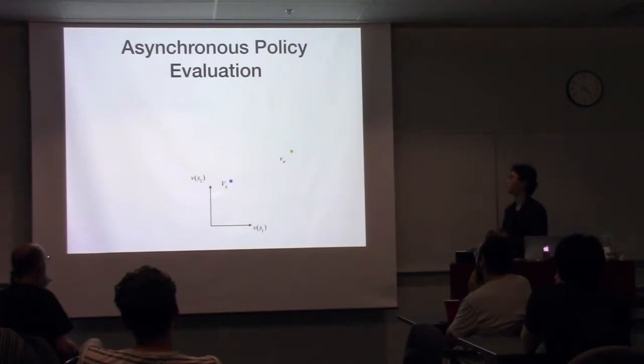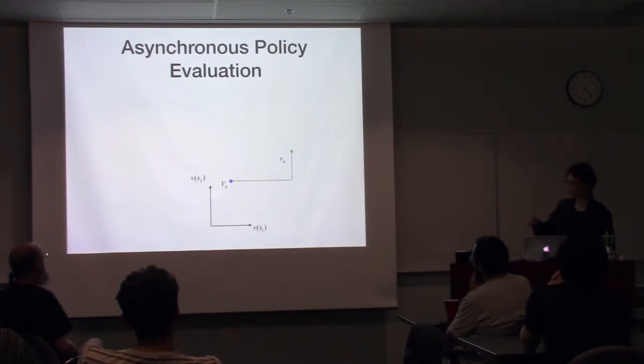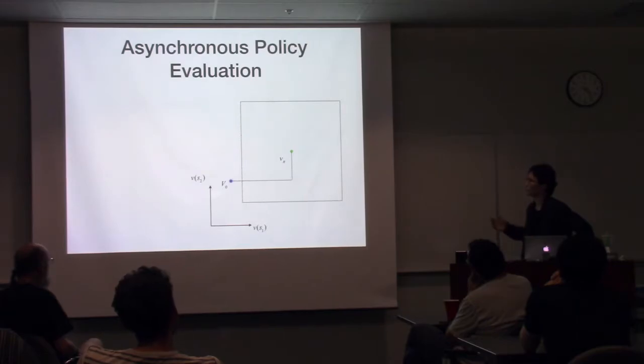Okay. So now let's think about asynchronous policy evaluation. Things become more interesting. In asynchronous policy evaluation, you don't update all states' values. Instead, you only update one in every iteration of your algorithm. So what does it look like graphically? It's still going to do the same thing as before. It's going to calculate the distance under the max norm, and it's going to draw this square. So T v0 is going to be inside of this square.